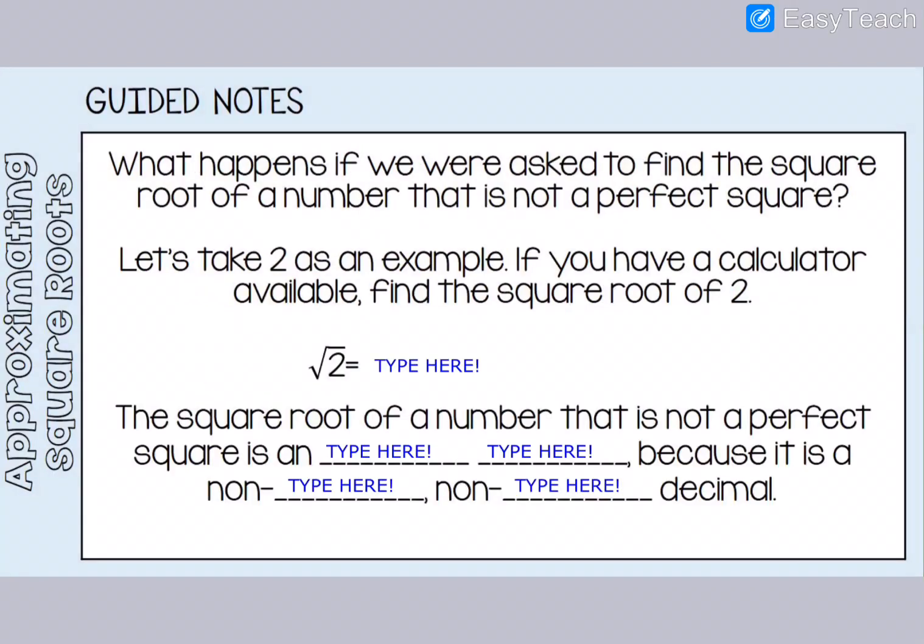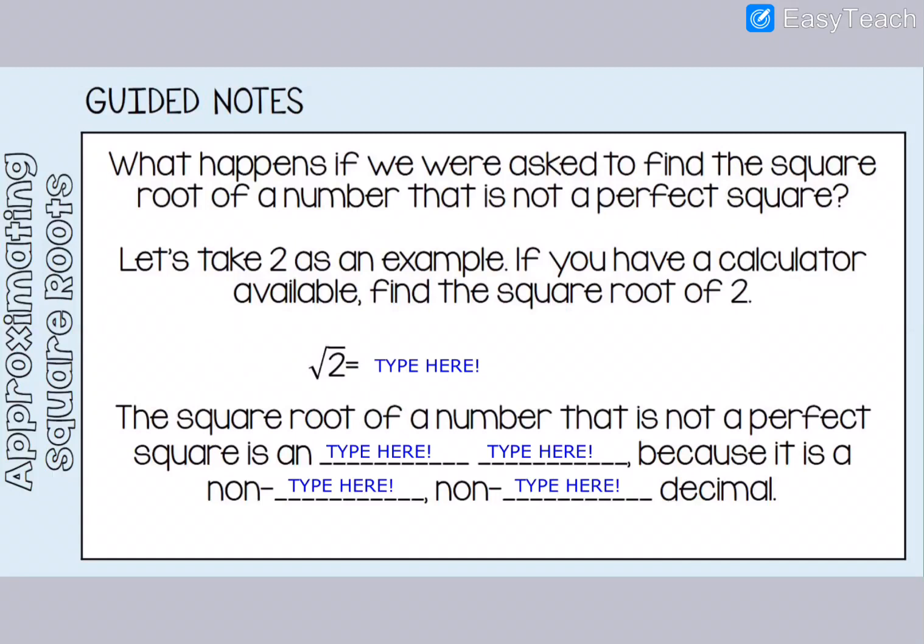What happens if we were asked to find the square root of a number that is not a perfect square? Let's take 2 as an example. Use your calculator, find the square root of 2, and type in as many numbers as your calculator gives you. The square root of a number that is not a perfect square is an blank blank, because it is non-blank and non-blank decimal. You would get that from last week's notes about the different kinds of numbers. That's all I'm going to give you as far as that hint goes.